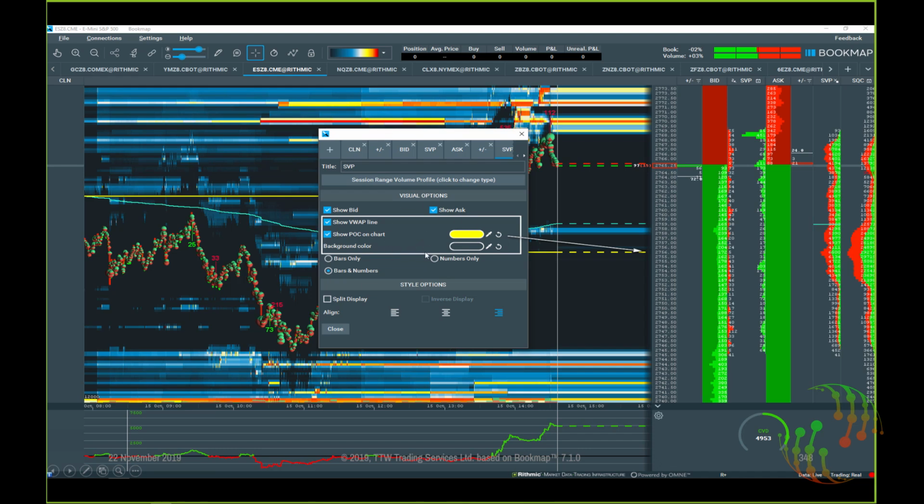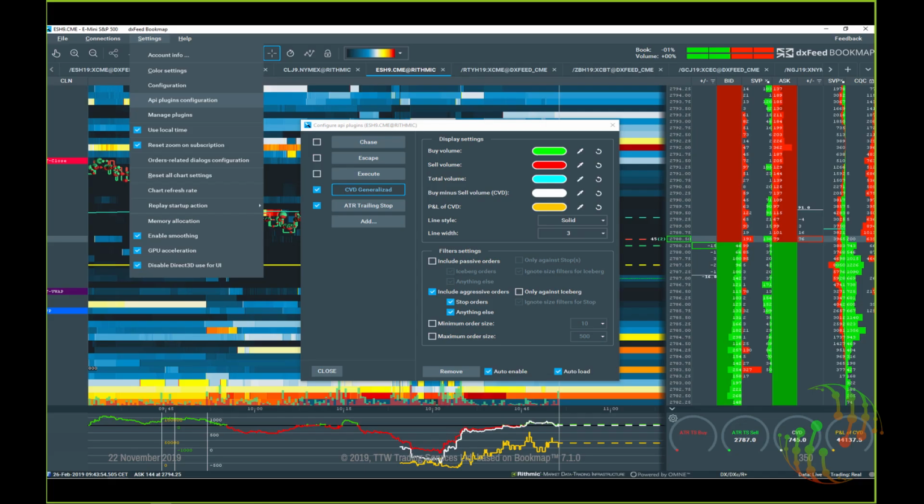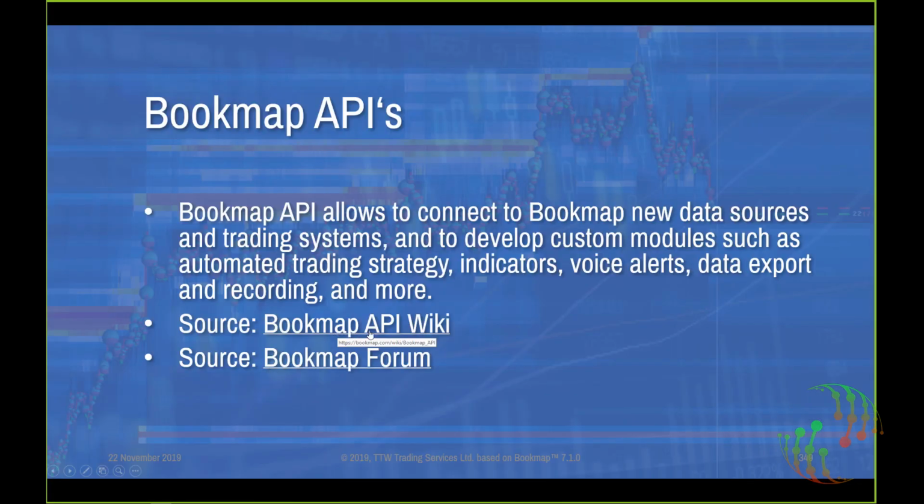This is the setting. It's very clear. Bookmap APIs: I don't want to comment on this, but you can write an external indicator and add it to Bookmap based on Bookmap's APIs. They are open, and they are described in the Bookmap API Wiki. Follow this link, please. And there's a Bookmap forum. You can find a lot of useful information about Bookmap's APIs, application program interface.